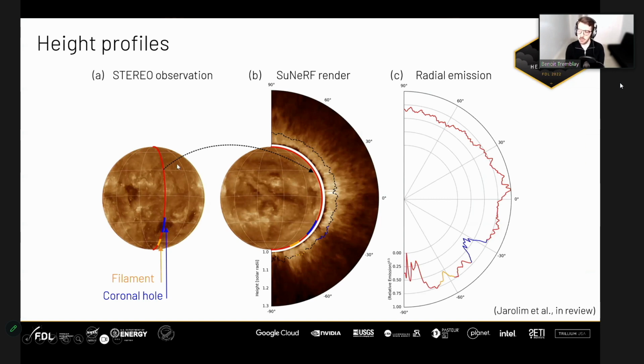If we integrate that emission radially, we get the profile on the right. What's interesting is that we're seeing a peak in the emission profile right above the active region. Then as we move to the coronal hole, we see a pretty significant dip in emission. Same thing, we see a bit of a dip in emission for the filament. When it comes to coronal holes, this could be an interesting way of detecting their boundaries, because we're really seeing a significant change in the emission profile, both for the coronal hole here as well as for the polar coronal hole at the bottom.